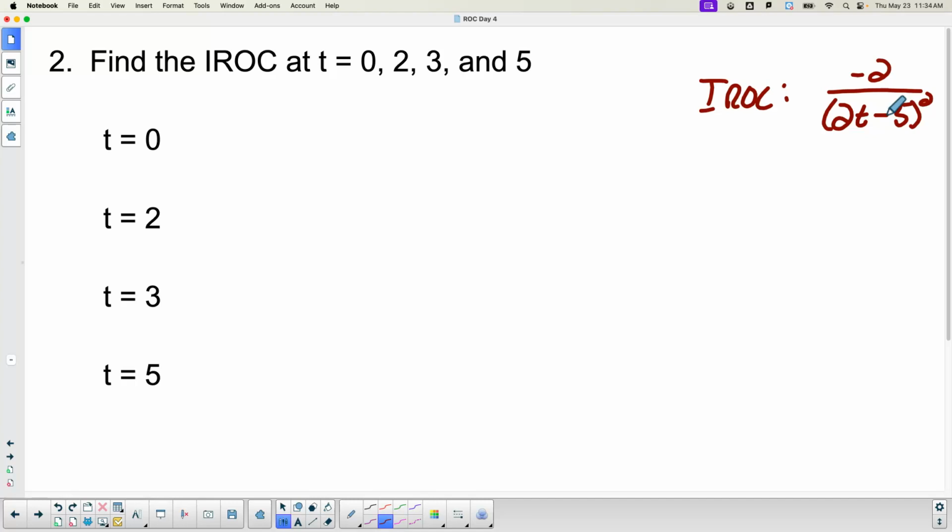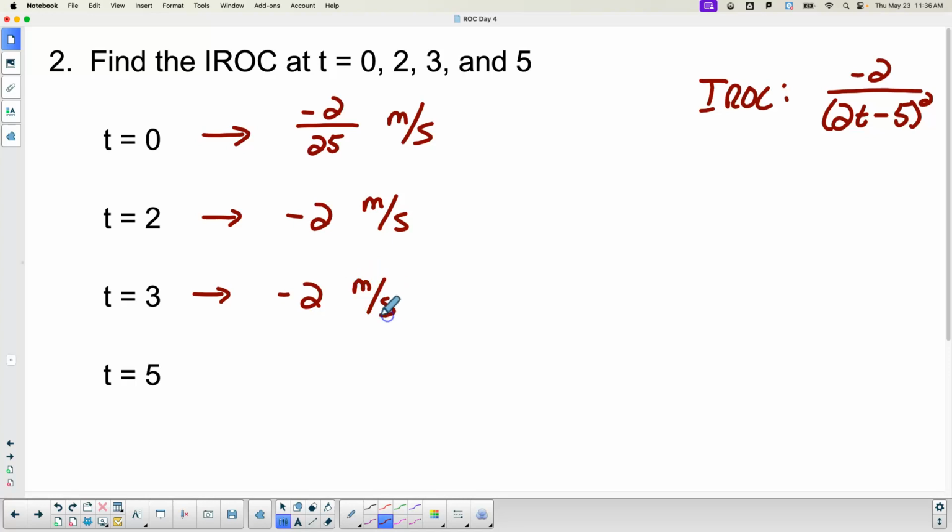Find me the rate of change at those 4 points, or at those 4 times. This line goes back down. It never stops. Okay, let's check this out. At t equals 0, what is my rate of change? Negative 2 over 25. At 2? Negative 2. Next one's again negative 2. At 3 is negative 2 also, and then it's -2/25.